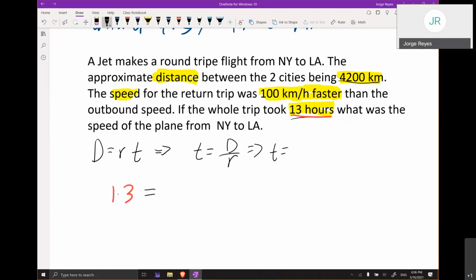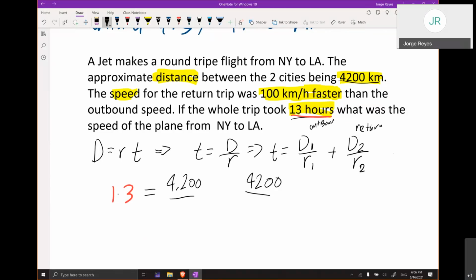Okay, so let me write this down. We have trip 1 and trip 2, right? Outbound and return. So I'm going to call this outbound, and this is the return. The distance for both of them is actually just 4,200 kilometers, and the difference is the rates. The return trip is 100 kilometers per hour faster.